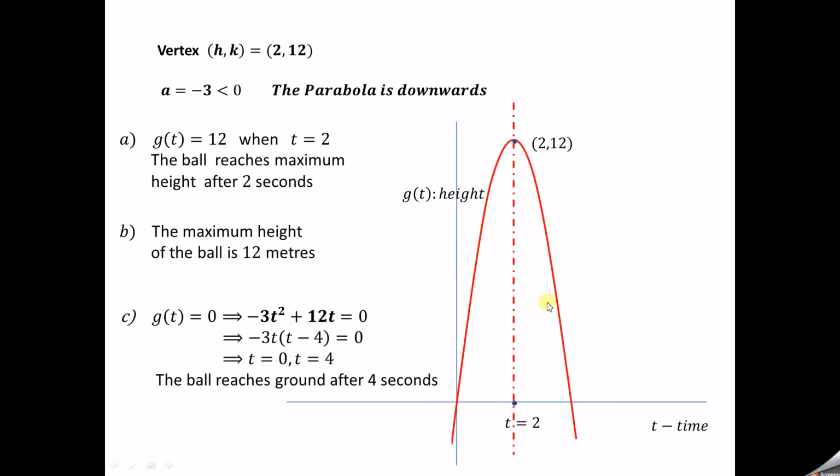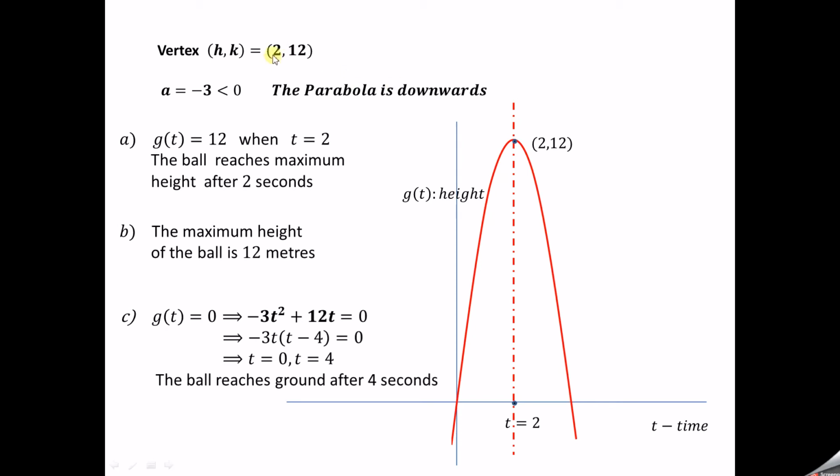So how are we writing these points here? The parabola is downwards because a is negative. The vertex is at (2, 12). I made this point, this is the vertex. And the axis of symmetry. What is the axis of symmetry? We have the formula for that: x is equal to h.